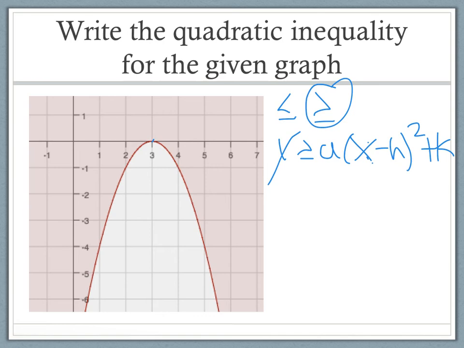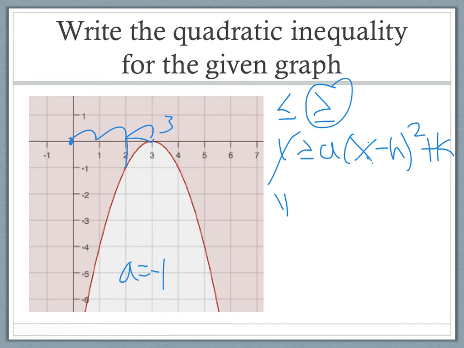Okay, so now I just need to figure out what a, h, and k are going to be. Well, I notice that I go over 1, but I go down 1. So that tells me that my a is going to be negative 1. Okay. Now our h is left to right. Well, I notice that usually I start at 0, 0, but I'm shifted to the right 3. So that tells me that my h is 3. Now my k, I didn't go up or down at all, so I don't have a k value.